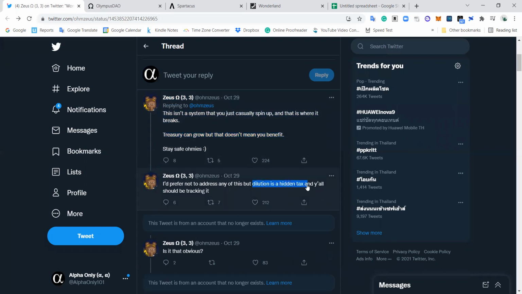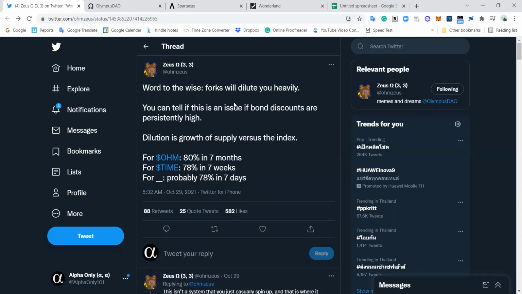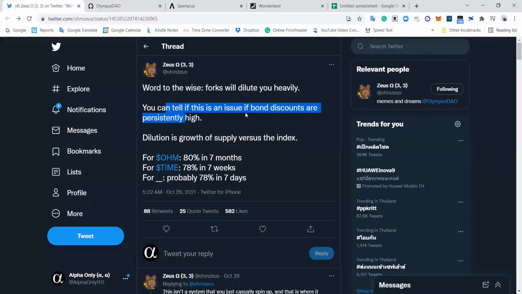Dilution is a hidden tax, and y'all should be tracking it, right? So what the hell does he mean? Well, first of all, he's talking about bond discounts. You can tell if this is an issue if bond discounts are persistently high. So bond discounts are here, right? On Olympus, they call it bond discounts. You can see these are negative, these are sold out, and there's only one of them, which is 4.5%. So not that high, right? And that's what he's talking about. He's saying if these are too high, you've got a problem.